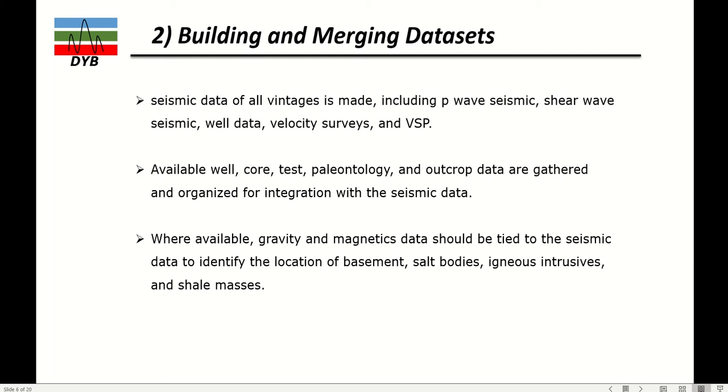So in some cases, we also use the gravity and magnetic data set to identify the location of the basement, such as salt bodies, igneous intrusive, and the shale masses. Obviously, the magnetic and gravity data does not help us to identify the reflectors in the formation, but at least you can have the mark of the basement, or if you have very high acoustic impedance, or if you have some igneous intrusion which has magnetic or different gravity values from the rest of the material, then you can identify it, or you can import that data set also.